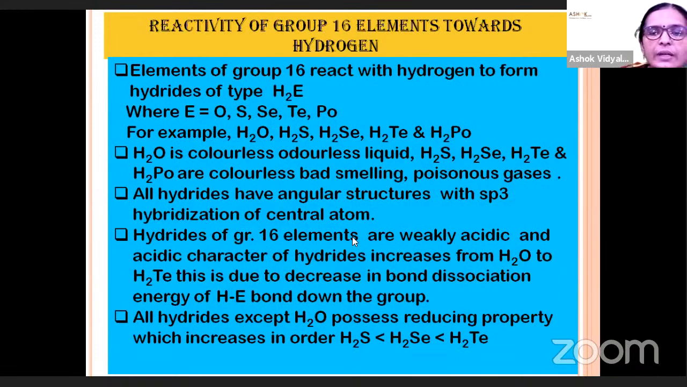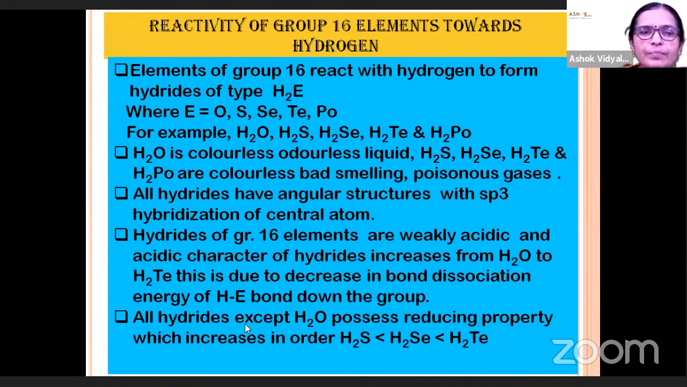Hydrides of group 16 elements are weakly acidic, and the acidic character of these hydrides increases from the first member, oxygen, to the last member, H2Te. This is due to the decrease in bond dissociation energy of the H-E bond, means the bond between hydrogen and the respective element of this group, that is oxygen, sulfur, selenium, tellurium and polonium. This bond dissociation energy decides the acidic character of this compound.